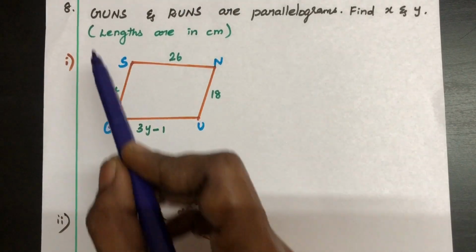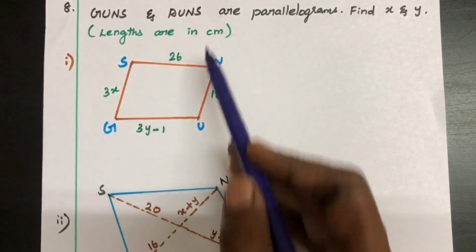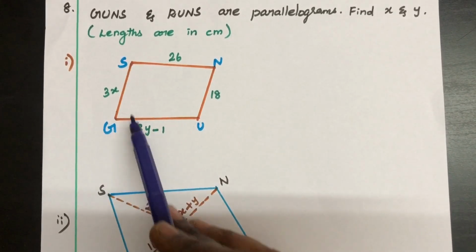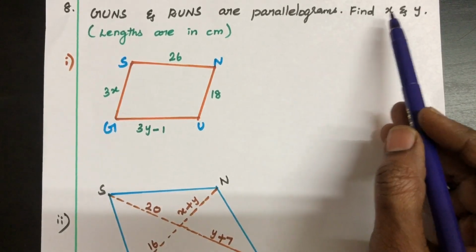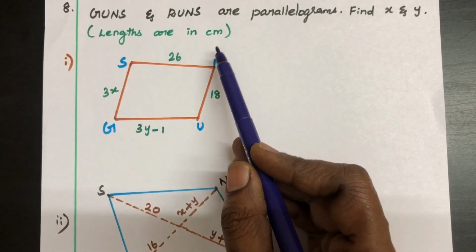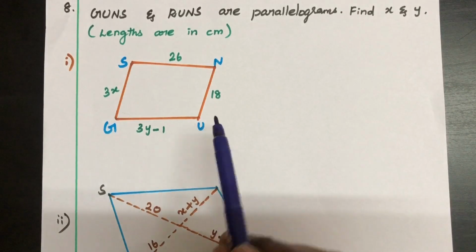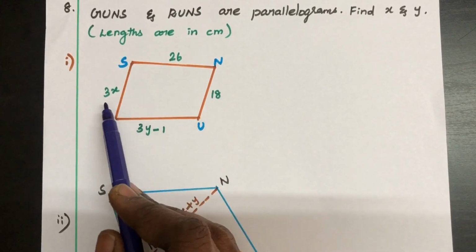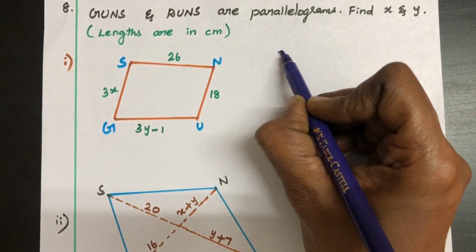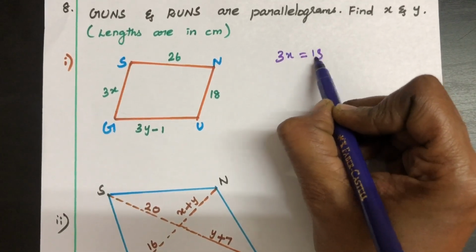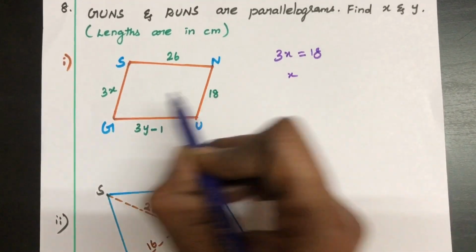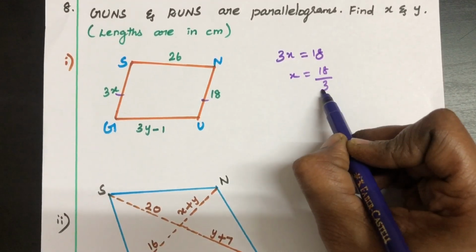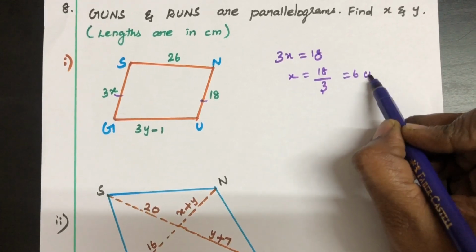Eighth question. GUNS, guns, RUNS, runs are parallelograms. That means they have named it like that. Guns and runs are parallelograms. Find x and y. Lengths are in centimeters. In a parallelogram, we all know very well the opposite sides are equal, right? So, if opposite sides are equal, this 3x must be equal to 18, right? So, x is equal to 18 by 3, which is equal to 6 centimeters.